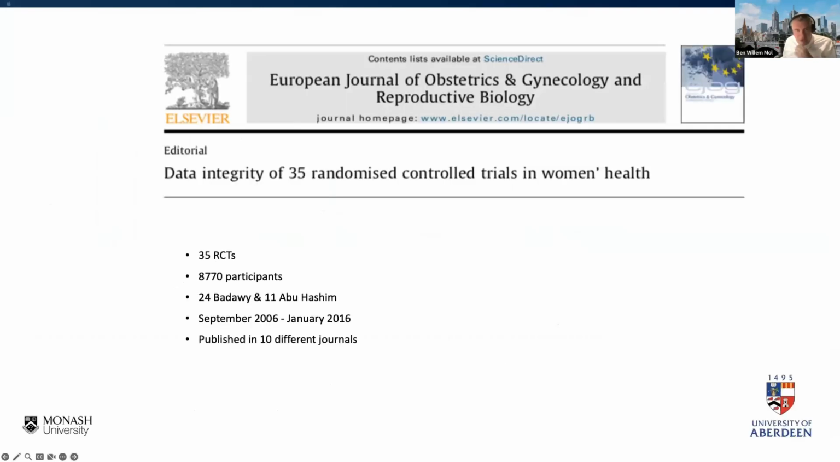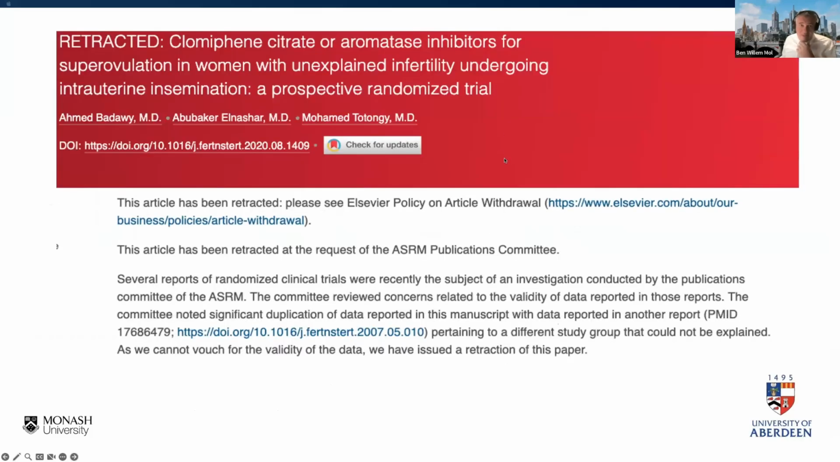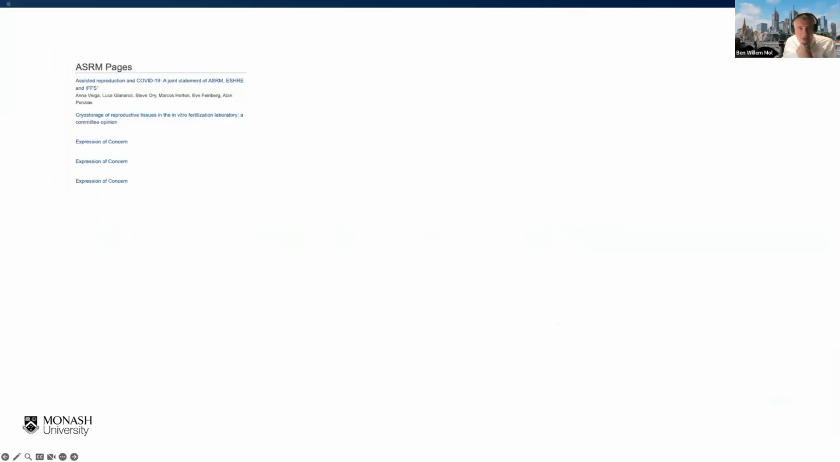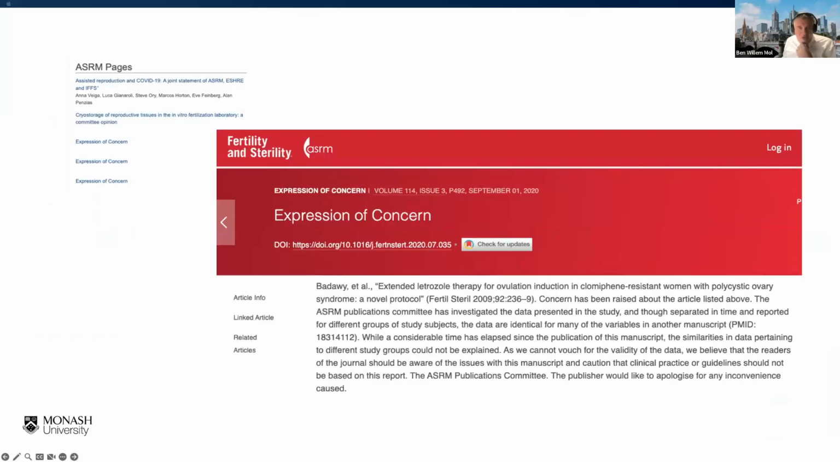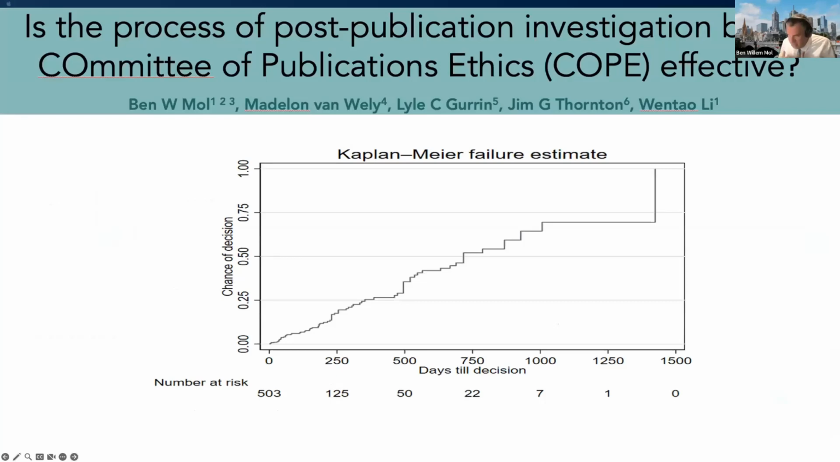And I go back to the studies of Badawi and Abu Hashim, where I started. So we published on that 3 years ago now, more than 3 years, an overview of what was happening. And some authors or some journals have responded and have investigated and retracted or have put an expression of concern. But that process of assessment by the journals is going incredibly slow. So this is a Kaplan-Meier curve that estimates the time till decision.